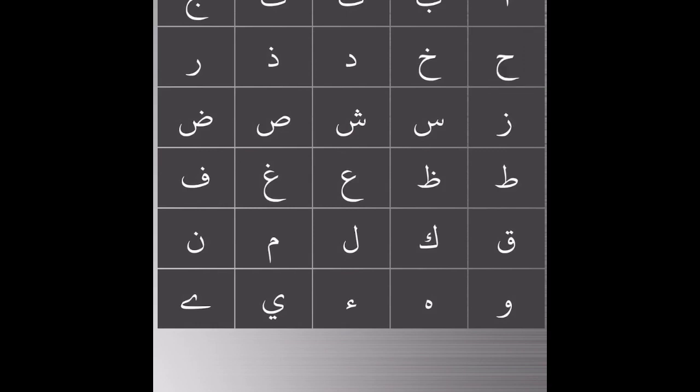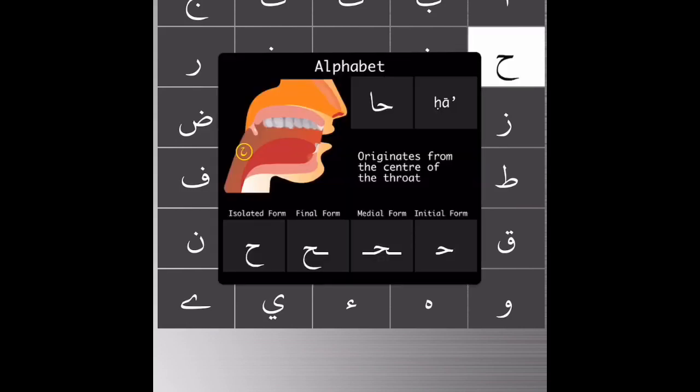And the first letter is ha. Like when we say "Hank" in English, it's similar. Ha. Originating from the center of the throat.